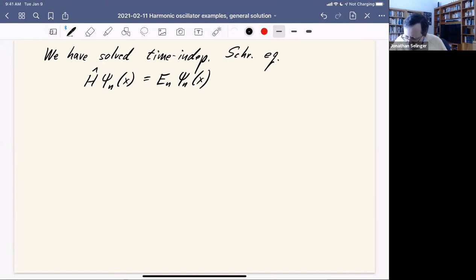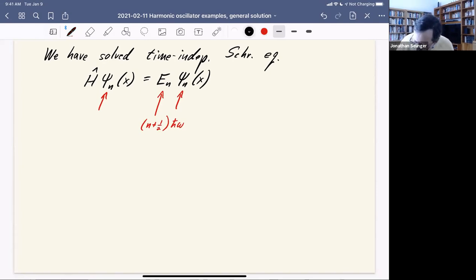So we know these functions: these Hermite polynomials times the exponential factor. And we know these energies, that these energies are n plus a half h bar omega. But that is not yet the full solution that we were hoping for. This is the hard part, but it's not quite the end of the story.